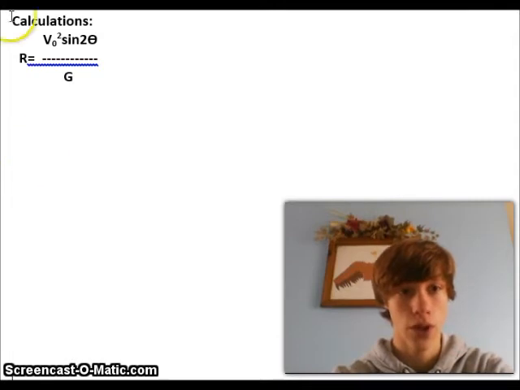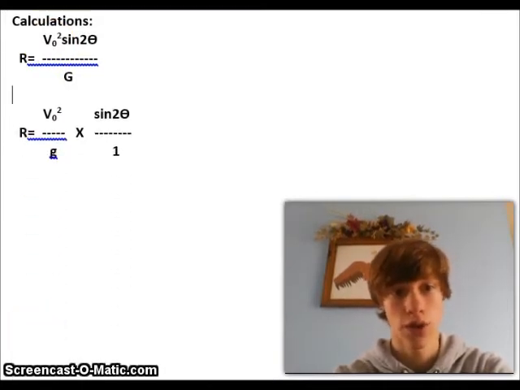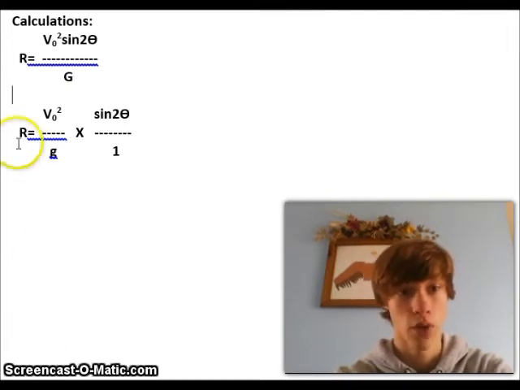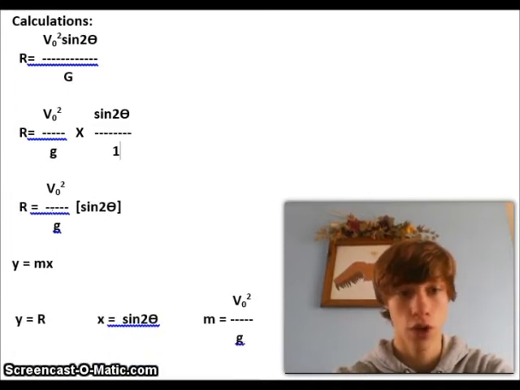So first up, we have our range equation here. Range equals the initial velocity squared times sine 2 theta divided by gravity. First we are going to break this down, simplify it a little bit to get to our linear relationship. Now we have range equals the initial velocity squared divided by gravity times sine 2 theta divided by 1. Now we can make this a little more simplified, looking more like a linear relationship.